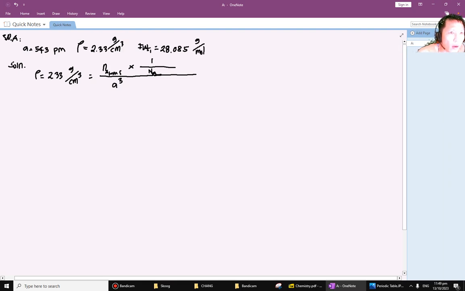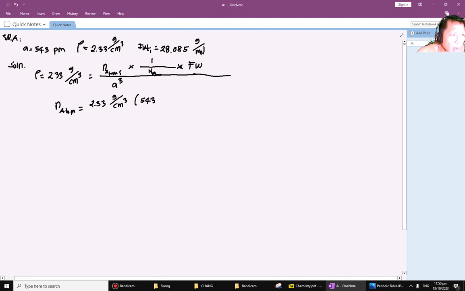Okay, so I think we only have to multiply it here by the formula weight. By that we can already find the number of atoms. So if this is given, this is given, this is given, we can use algebra to find the number of atoms. Of course, a cubed would be multiplied by this, so that would be 2.33 grams per cubic centimeter multiplied by a cubed. Of course, I will substitute now the a.